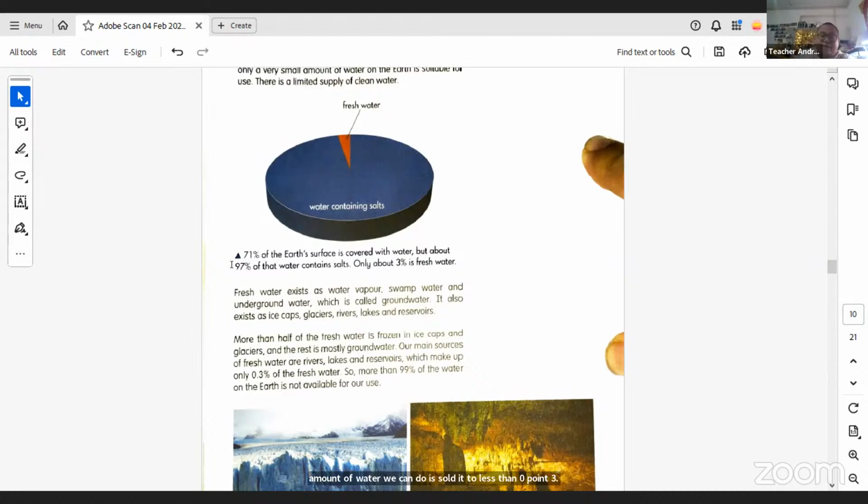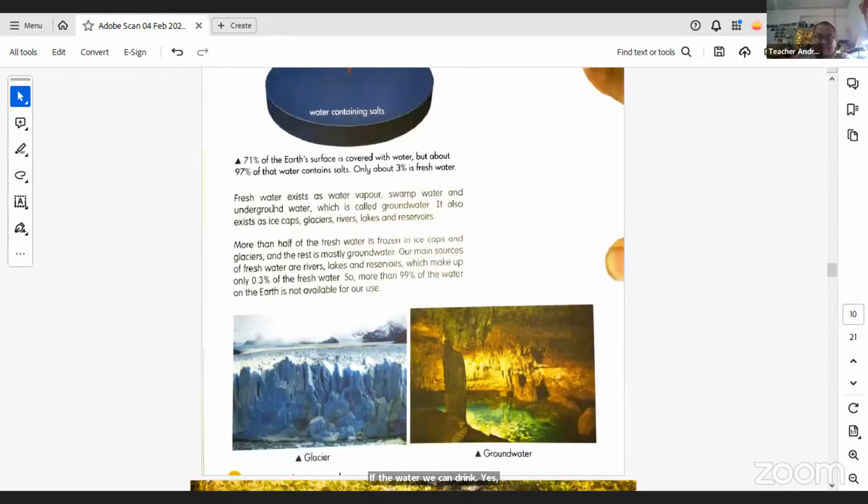So all the rivers, lakes, and reservoirs that we are building, all the canals that we are building, is only 0.3% of the 3%. Imagine 71% of the earth is water. Out of 71%, 3% is fresh water. Out of 3%, 0.3% is the water we can drink. That's a very small amount. That's why we need to conserve water.